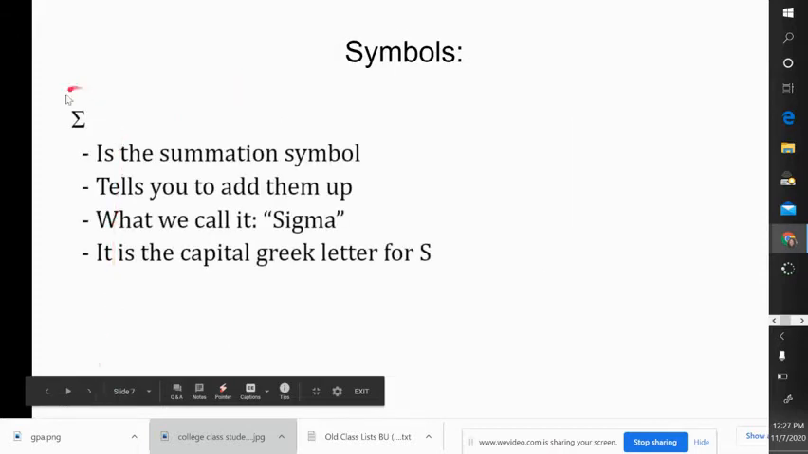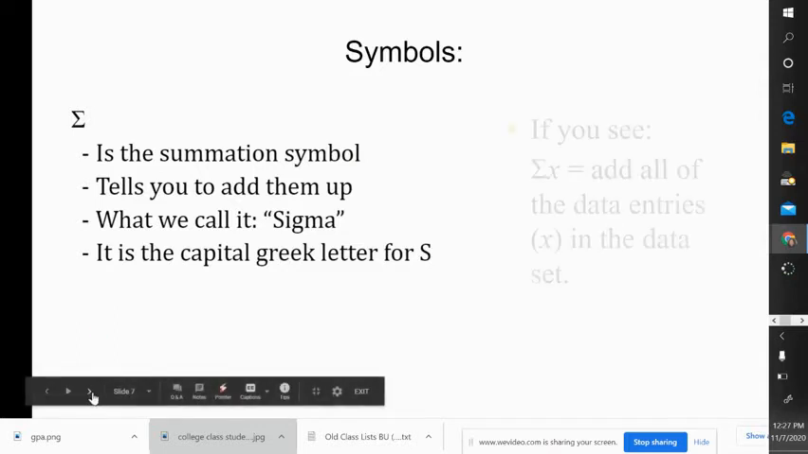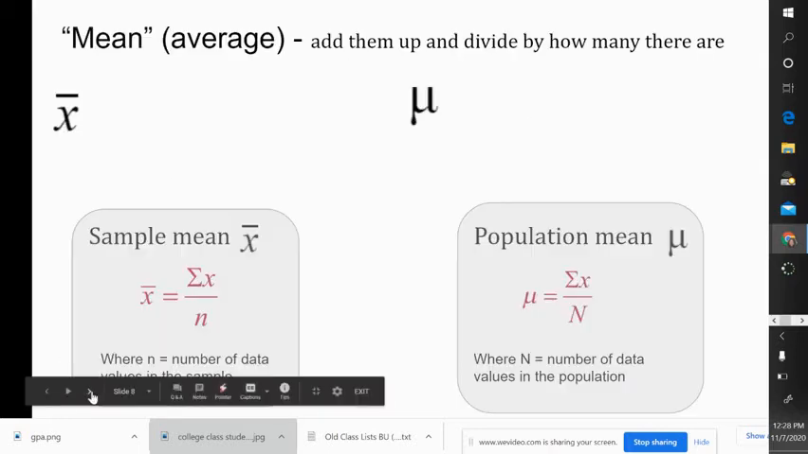Different symbols when you talk about this little guy. It looks like an E, but it's actually a Greek letter. It's the capital Greek letter for S. We call it sigma, and all it means is you're going to add some stuff up. It's also called the summation symbol, right? Adding things up. So if you see this symbol, sum of X, it means add up all the data entries, which we call X, in your data set. Add them all up. That's what that means.